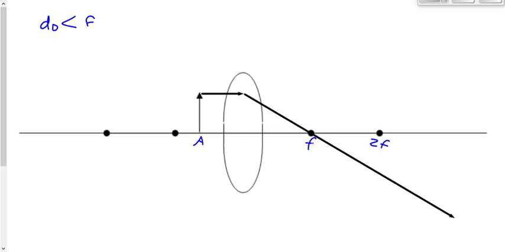Second ray goes from top of Mr. Aiello's head down through the optical center. Hey, do those converge over there? No. So let's extend them.